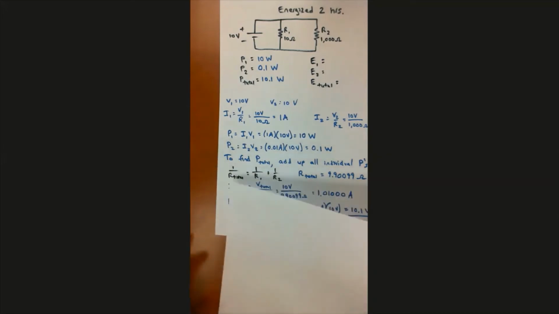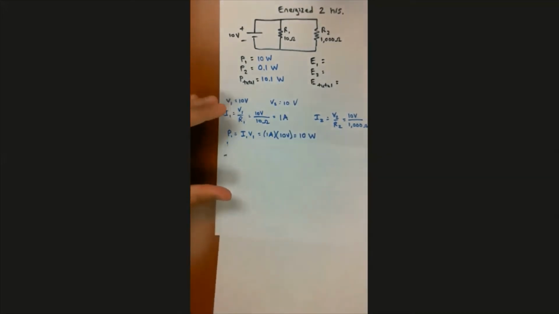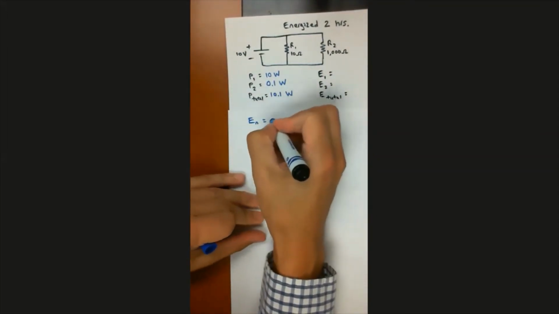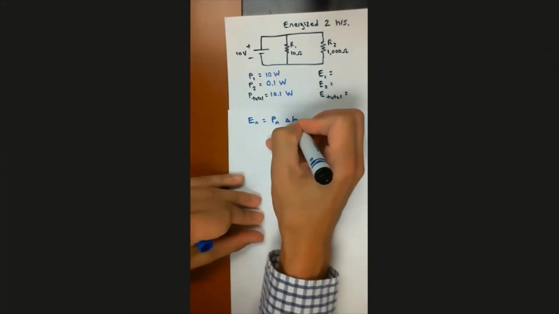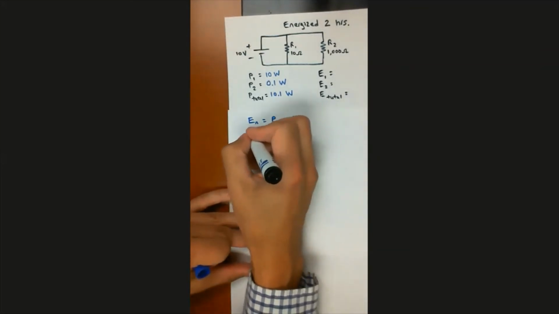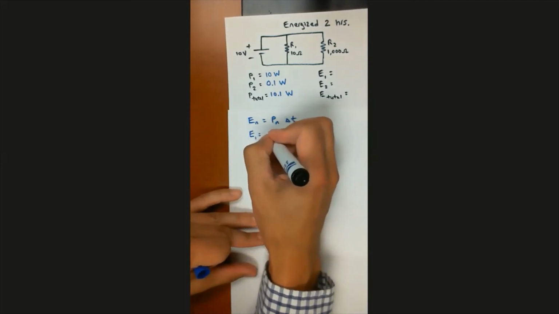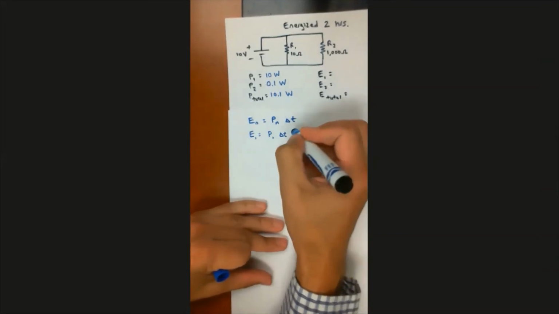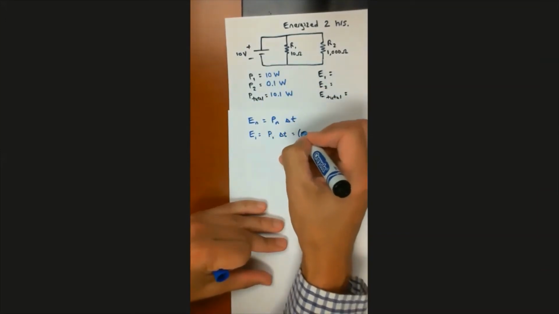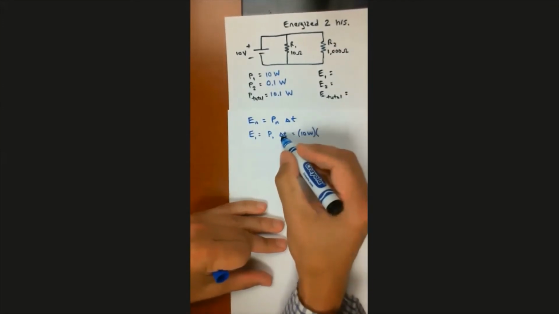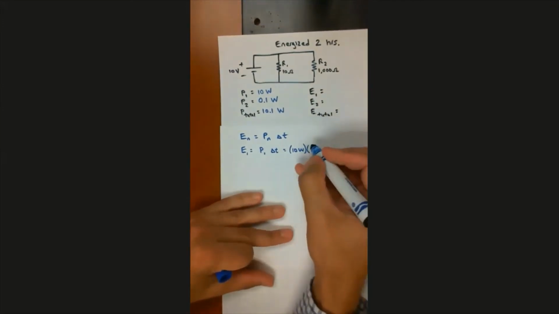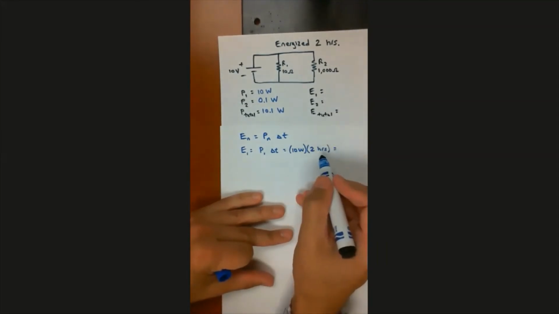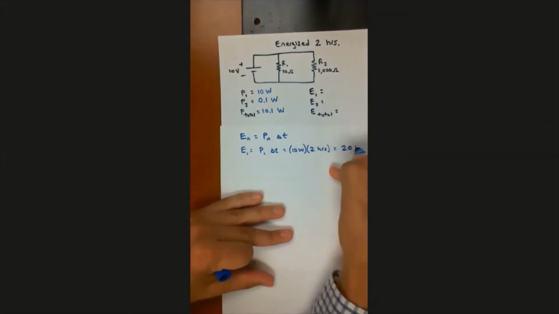I'm running out of room, so we need our energy. Our energy is equal to P times delta T. So the energy dissipation in resistor 1 is equal to P1 times delta T. Power 1 was 10 watts times delta T. Well, it was energized for 2 hours, so my time was 2 hours. When I take 10 watts times 2 hours, I get 20 watt hours.